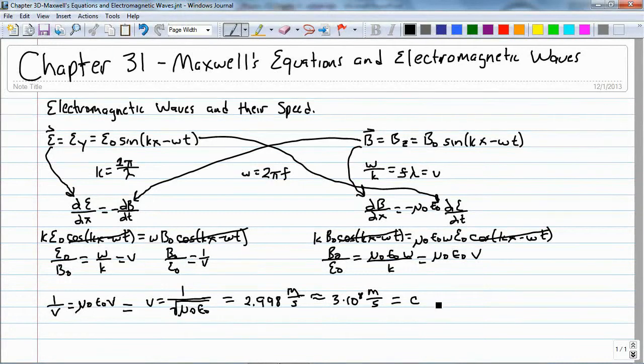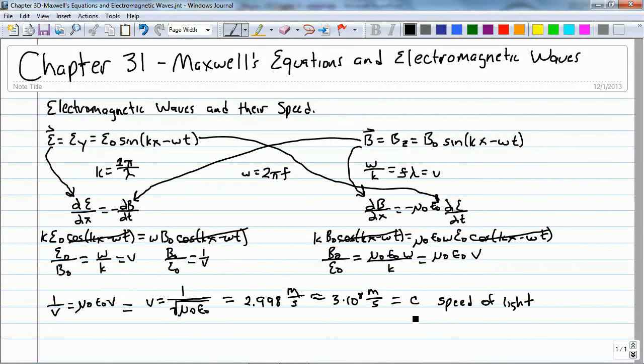And this is given the name celeritas, which means speedy. And this is the speed of light. So all electromagnetic waves travel at the speed of light.